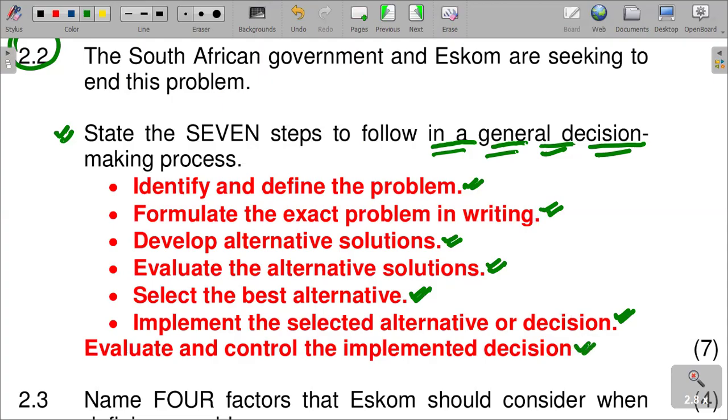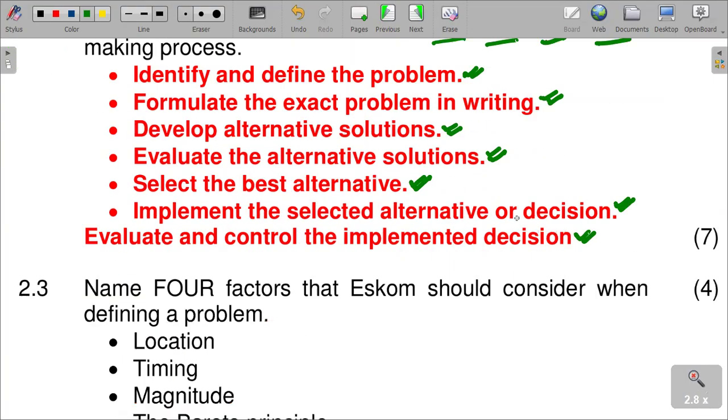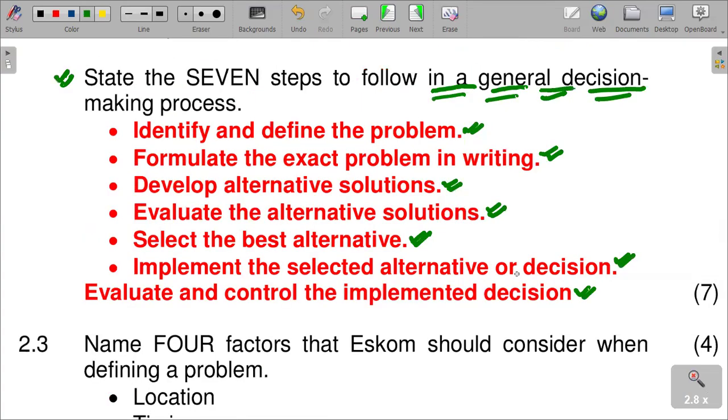We are saying check to it how far the problem has been met, check to it how far the alternative is able to meet and satisfy the problem and mitigate the problem that is given there. So these are the general 7 decision-making process steps. You need to know them. How do we make decisions?